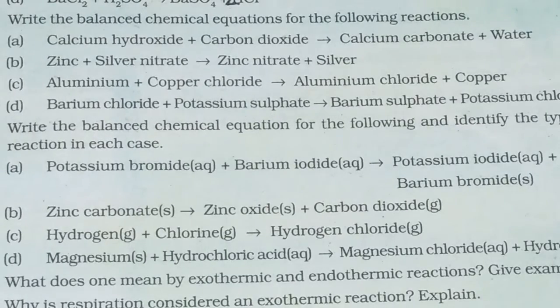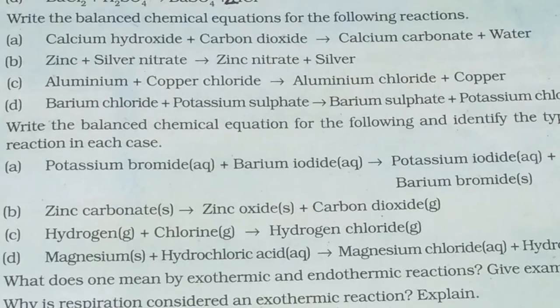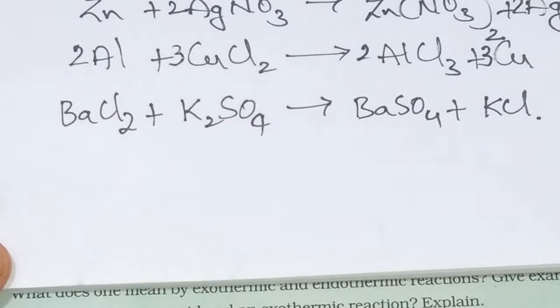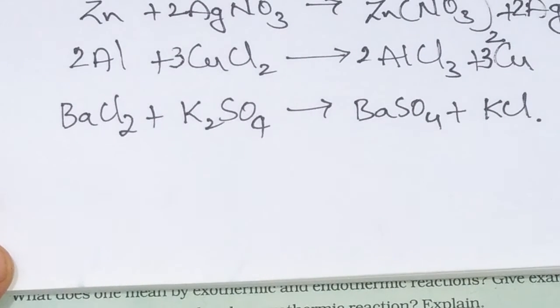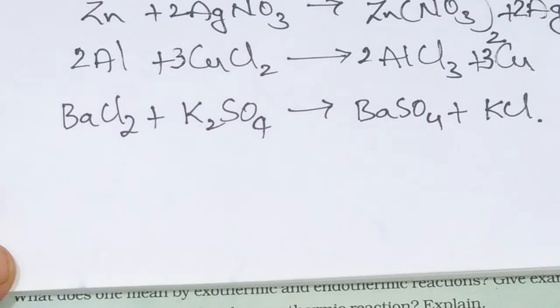Next question D, barium chloride plus potassium sulfate gives rise to barium sulfate and potassium chloride. One more precipitation reaction we got. We'll write the equation for this. Now here we have written the equation by using formulas. BaCl2 barium chloride, K2SO4 potassium sulfate gives rise to BaSO4 barium sulfate plus KCl, that is potassium chloride.